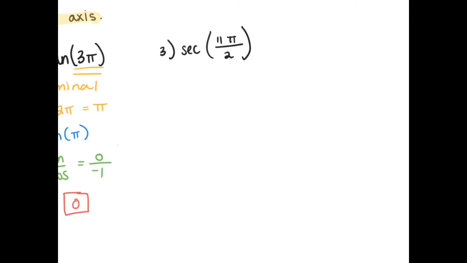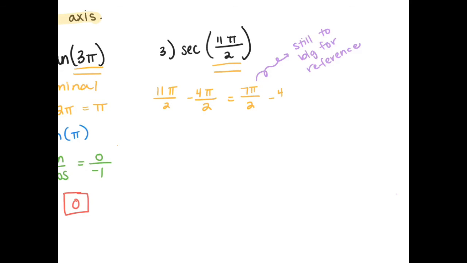Secant, this one's going to be fun, okay? So we're going to have to use what we know about coterminals here. So first thing I'm going to do is take out 4 pi over 2, because that's 1, which gives me 7 pi over 2. The problem is it's still too big. It's bigger than 2 pi, so I can't use it as a reference. So I'm going to have to subtract 2 pi again. So when I subtract it again, I get 3 pi over 2. So you could subtract more than one time.